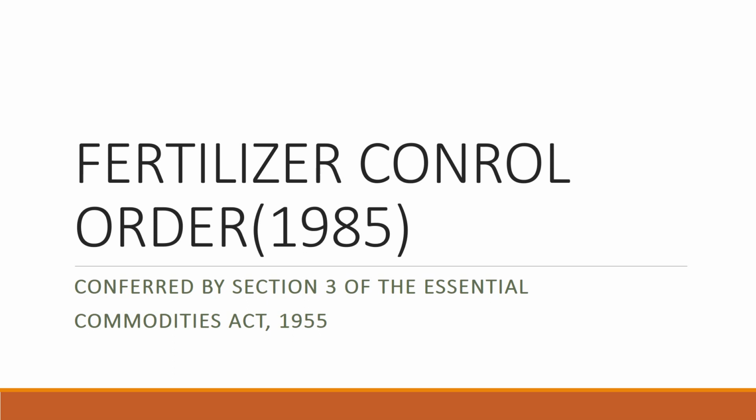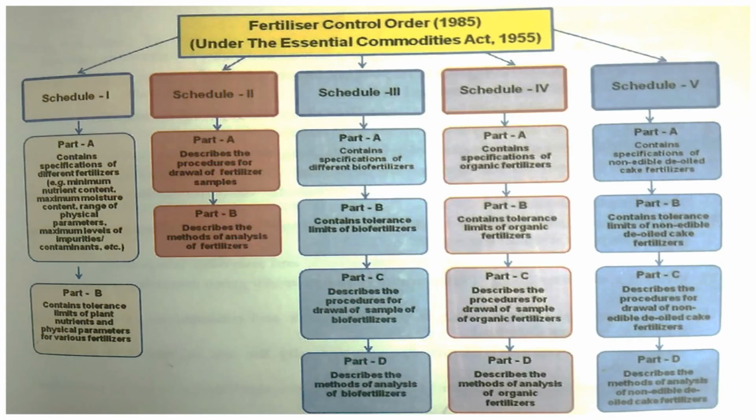So we have an order that regulates the whole distribution, manufacturing and packaging process. That is known as the Fertilizer Control Order. It came into force on September 25, 1985. It consists of five schedules. The government made five schedules to mainly govern these things.